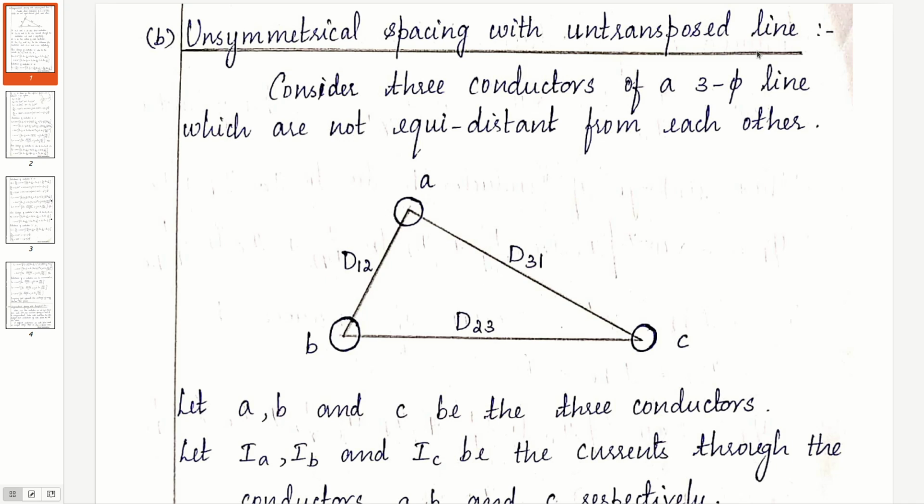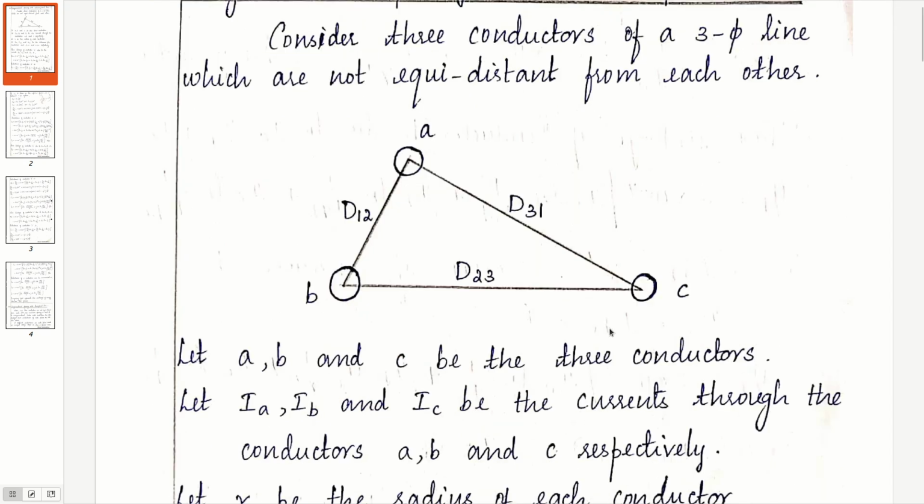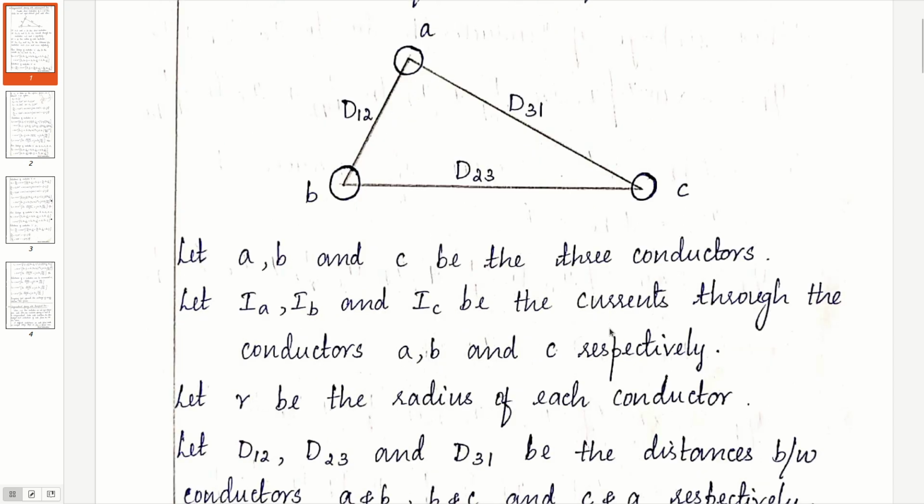So let us consider the three conductors of a three-phase line A, B and C. Since the distances are not equal, we take D12 as the distance between conductors A and B, D23 as the distance between conductors B and C, and D31 as the distance between conductors 3 and 1. So let IA, IB, IC be the currents through the conductors A, B and C respectively, and let R be the radius of the conductor.